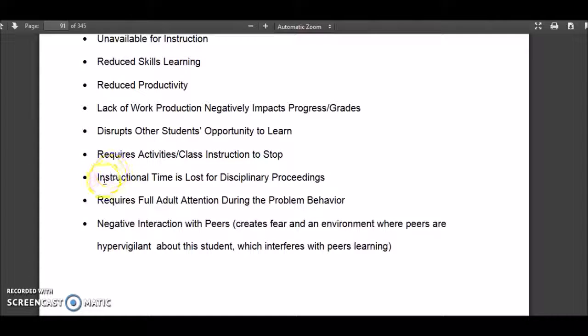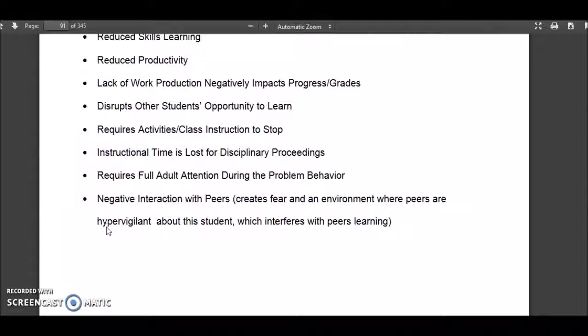A lot of the time, also, instructional time could be wasted simply for disciplinary proceedings. If the teacher has to stop teaching to address the behavior, especially if it's frequent, then it is a concern. Or requiring full adult attention. The student is just consistently seeking attention from the teacher, and that's why they're showing the behaviors they are.